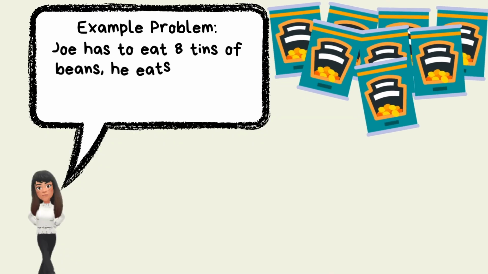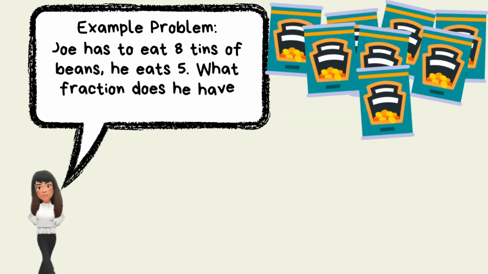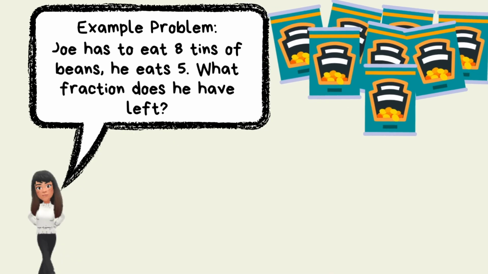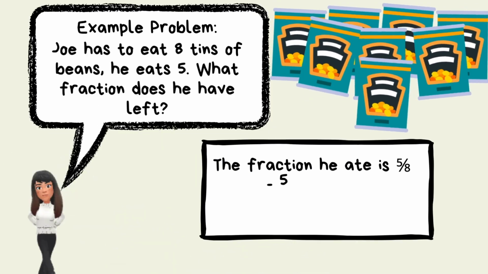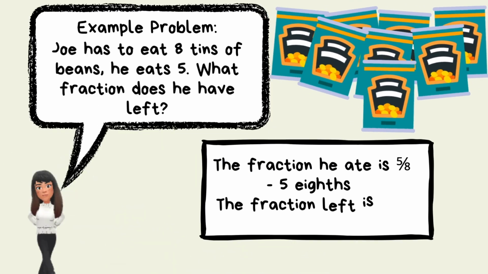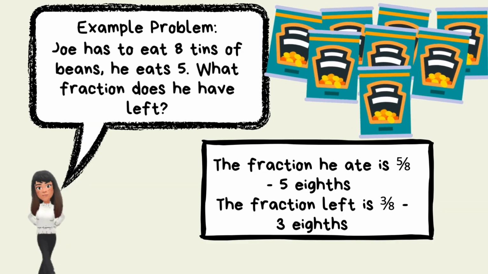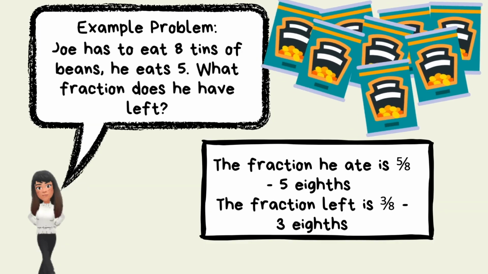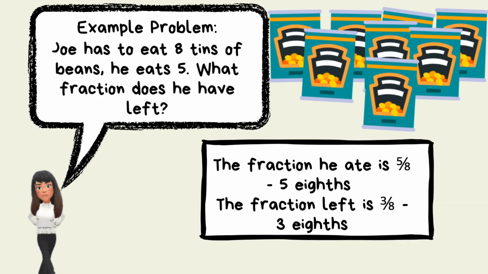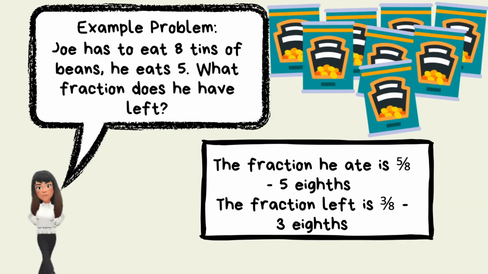Let's have a look at a fraction question. Here it says Joe has to eat 8 tins of beans. He eats 5. What fraction does he have left? So, the fraction he has eaten is 5. He's eaten 5 out of 8, 5/8. There's 3 cans left. He has 3 out of 8 left, 3/8.